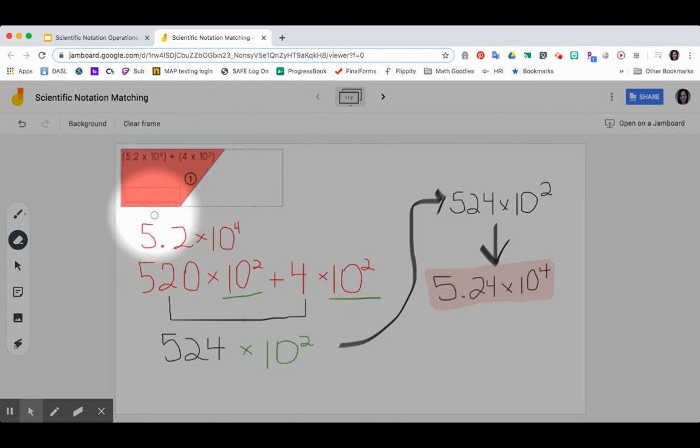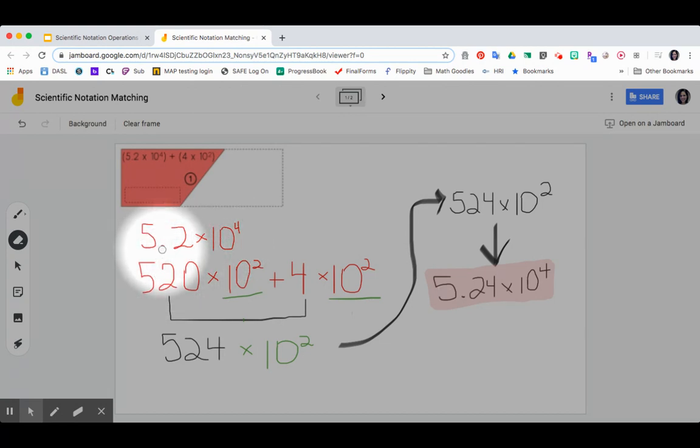So that might mean you need to adjust one or the other of the addends in the equation. So I decided to take 5.2 times 10 to the 4th and turn it into 520 times 10 to the 2nd so that I had the same power as the other part of the equation, 4 times 10 to the 2nd. Now you could have adjusted it so that they both were times 10 to the 4th. It's just up to you and whatever you prefer.